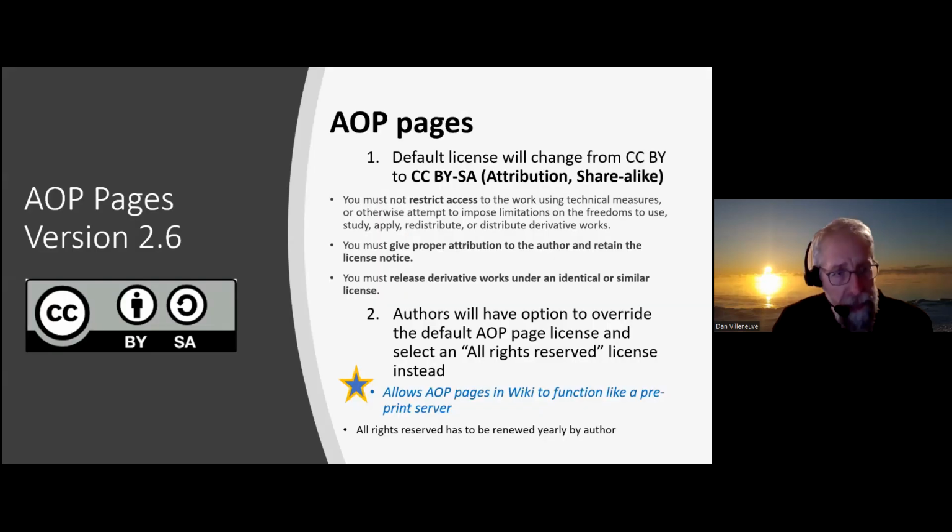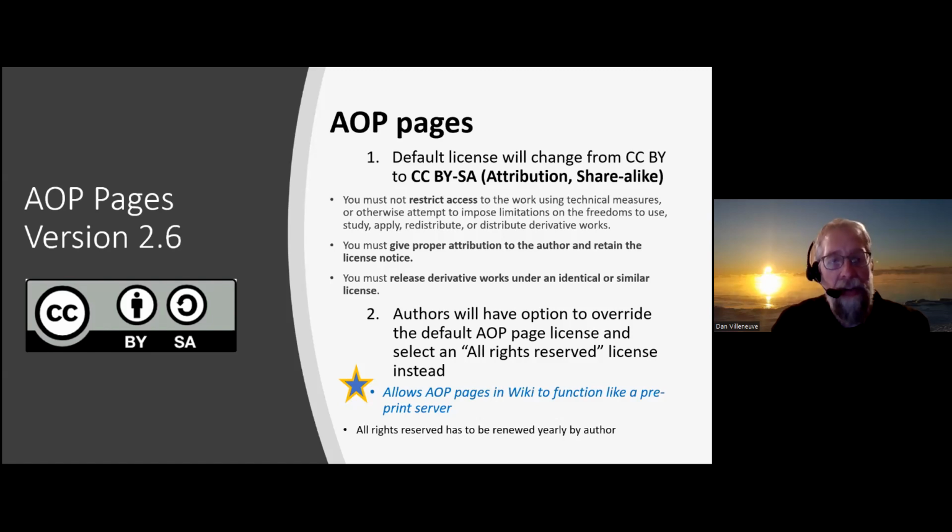Next slide. So to address these concerns, we are planning some changes to the AOP-Wiki licensing with the release of version 2.6 planned for February. So on the AOP pages, the default license will change from Creative Commons attribution license to Creative Commons attribution and share alike. That means no one can restrict access to the work. You have to give proper attribution to the authors and retain the current license notice. And any release of derivative works must be done under an identical or similar license.